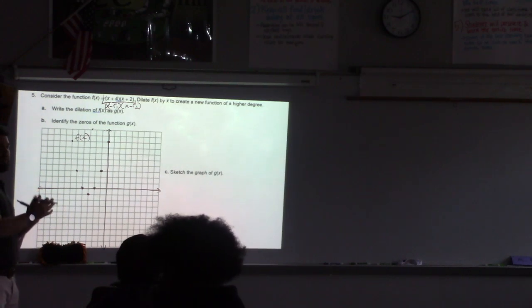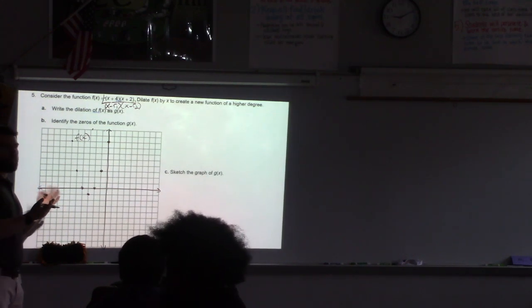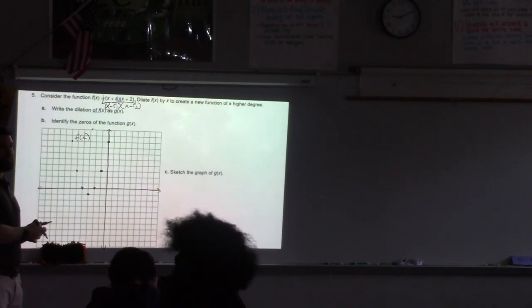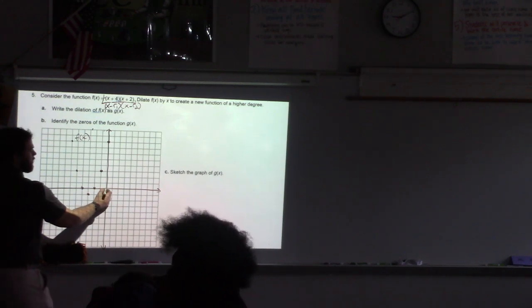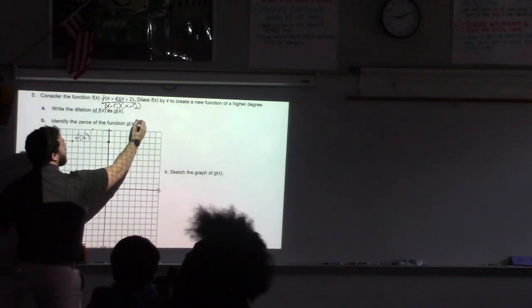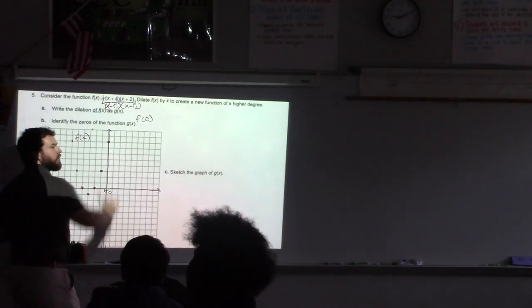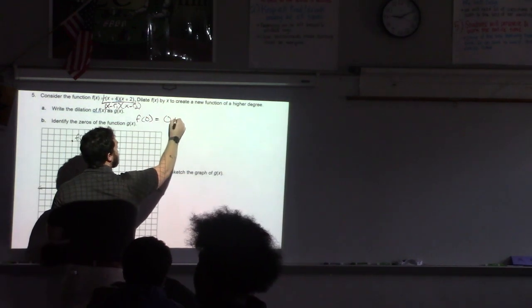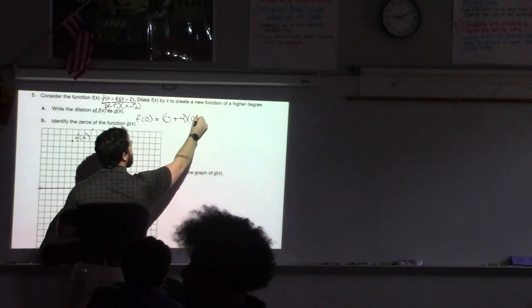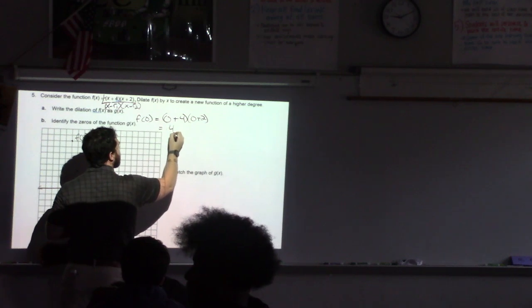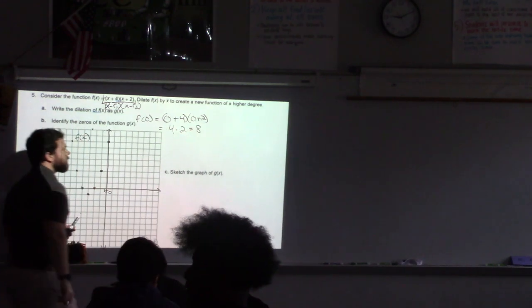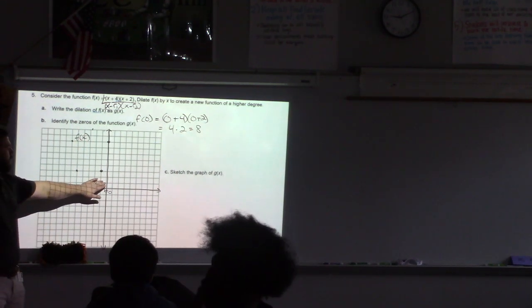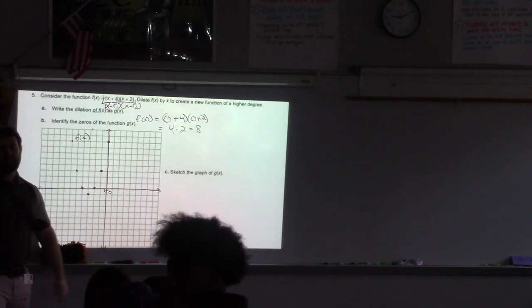And I know someone's maybe looking at it like, how in the world did you get that? But all I did was I substituted my x values in. That's all a function is, right? The inputs and the outputs. If I substitute in an x value of 0, f of 0, notice 0 took the place of x. So it's 0 plus 4 times 0 plus 2. That's 4 times 2, which is 8. Right? So there's a point, 0, 8. And so that's how you get each of those points.